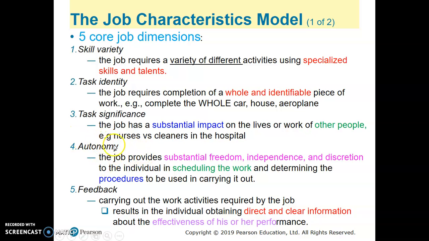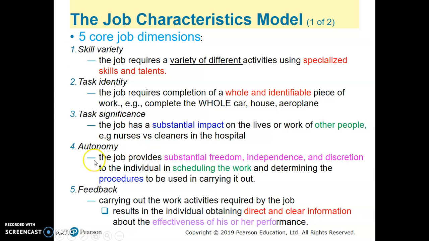Next is autonomy. From the name, you already know that when we perform a job that has autonomy, you have been given the freedom to decide on your own performance. The job itself provides you freedom on how to perform the job. You've been given independence to decide. You have more freedom or discretion. So employees are more motivated. For example, when you go to work, your supervisor gives you empowerment or the freedom to decide whether to come late or come early, with flexible time.